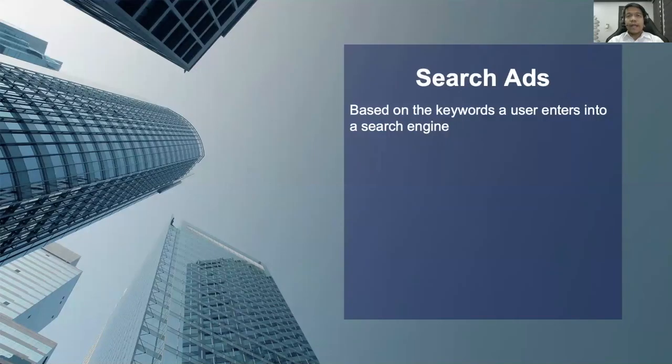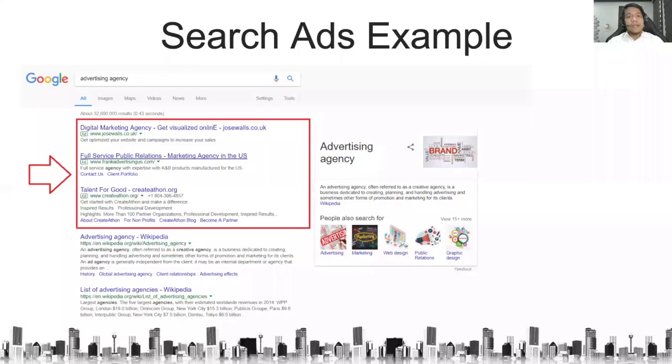Another type of internet advertising is search ads. It is based on the keywords a user enters into a search engine. This is a good example of search ads. As you can see, search advertising is very effective. It is based on the explicit need of the users and it increases the number of clicks and conversions.